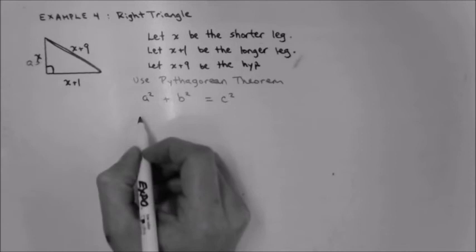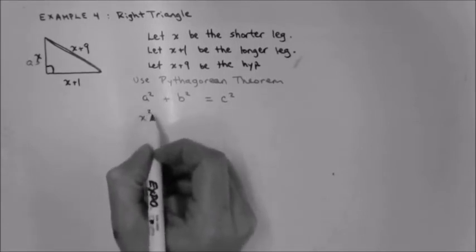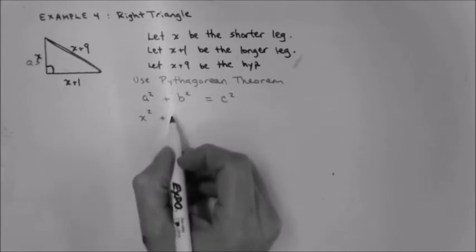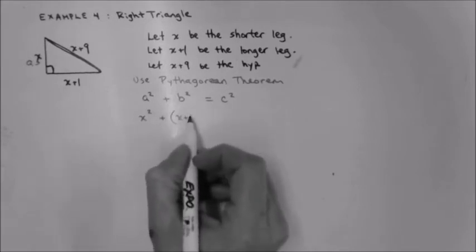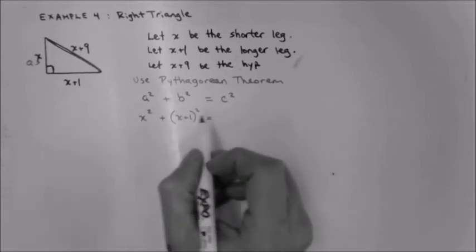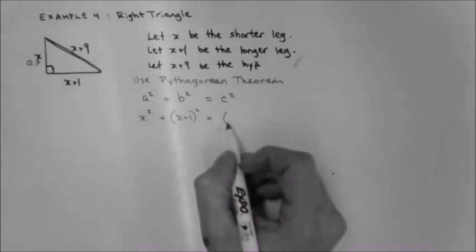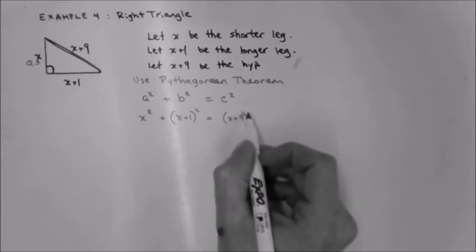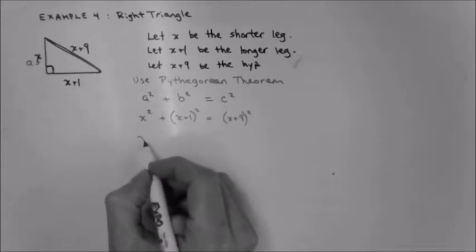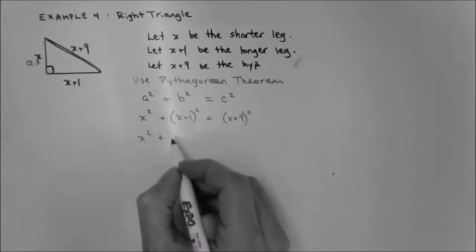A is x, so one of my legs is x, and Pythagorean Theorem says take x squared. And I'm going to add my other leg, which is x plus 1, square it. It's going to be equal to c, which is the hypotenuse, which is x plus 9, and I have to square that. Okay, common mistake would be to write this something like this.